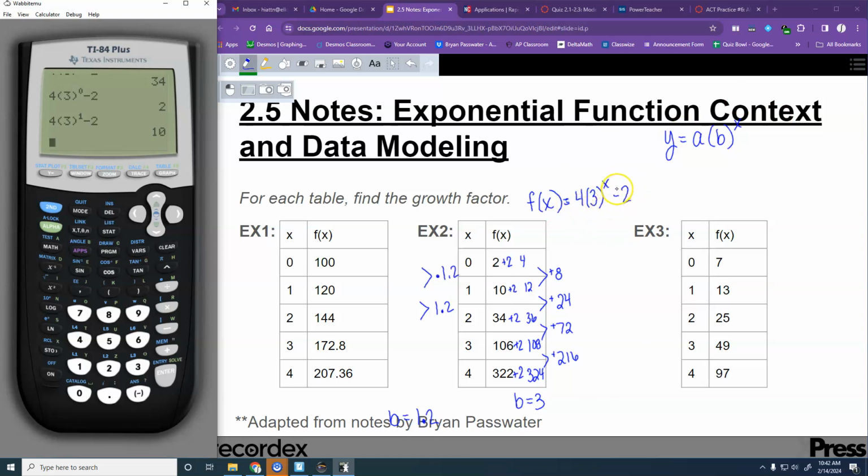What is really important is that you're able to recognize that even though there's not a number I can multiply by here, like on number 1, it's still exponential growth, and then it's been shifted up or down for that.